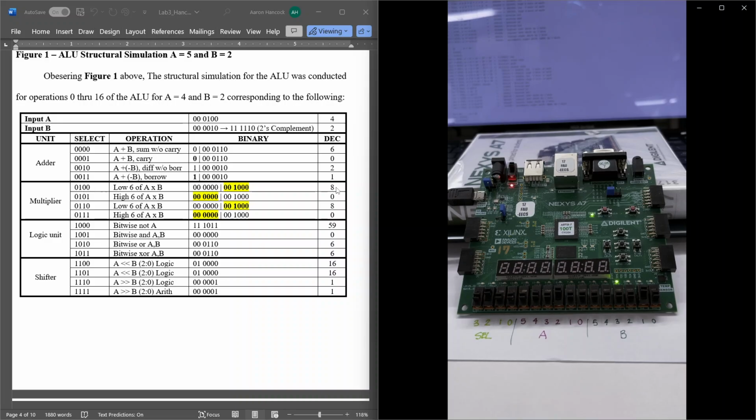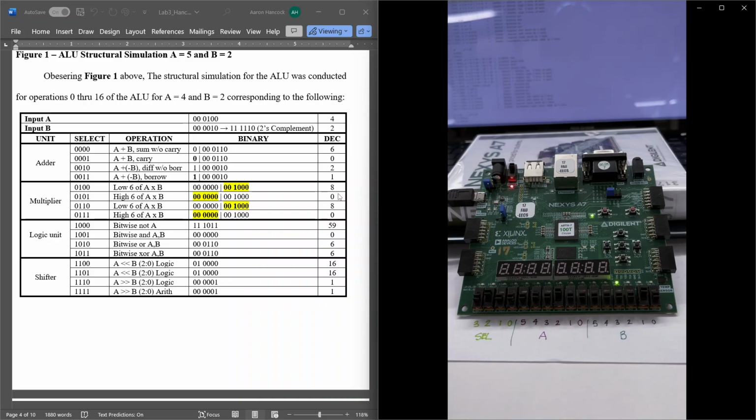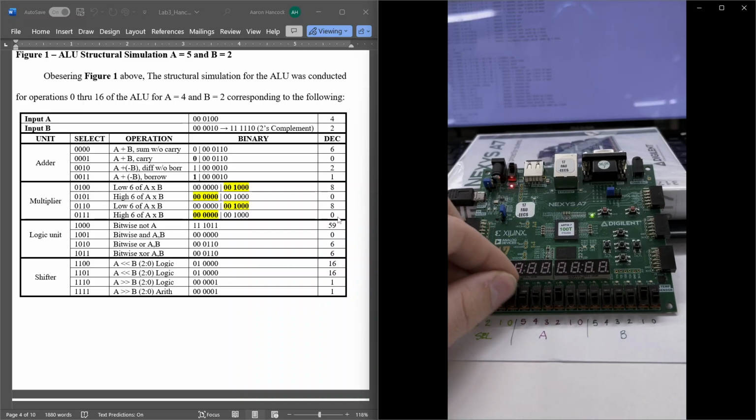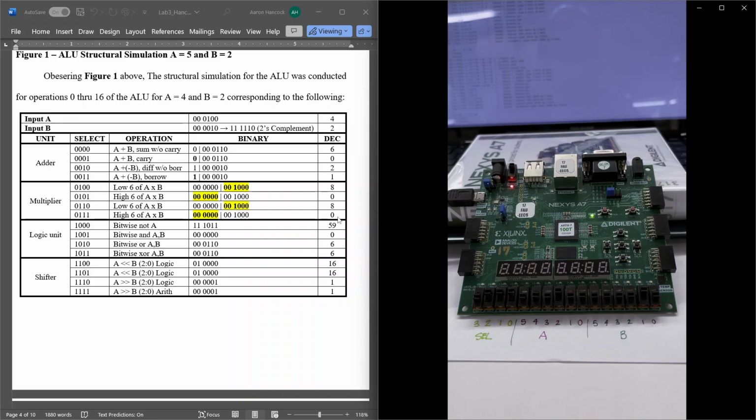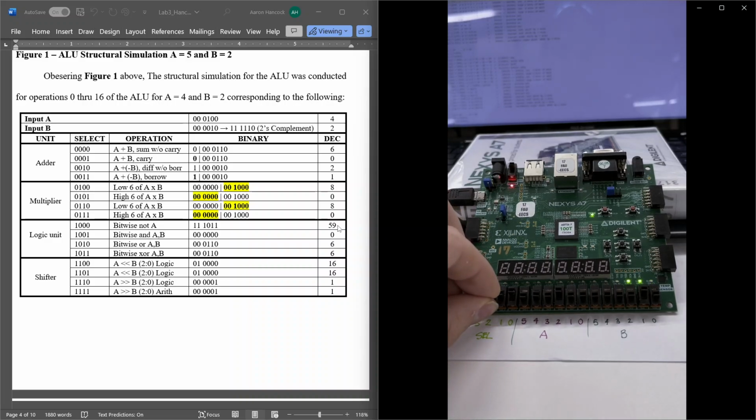For input 4, we have the low 6 bits of the product of A and B, which is 8. For input 5, we have the high 6 bits. For input 6, we again have the low 6 bits. For input 7, we have the high 6 bits again. And for input 8, we're going to have the bitwise NOT of A.